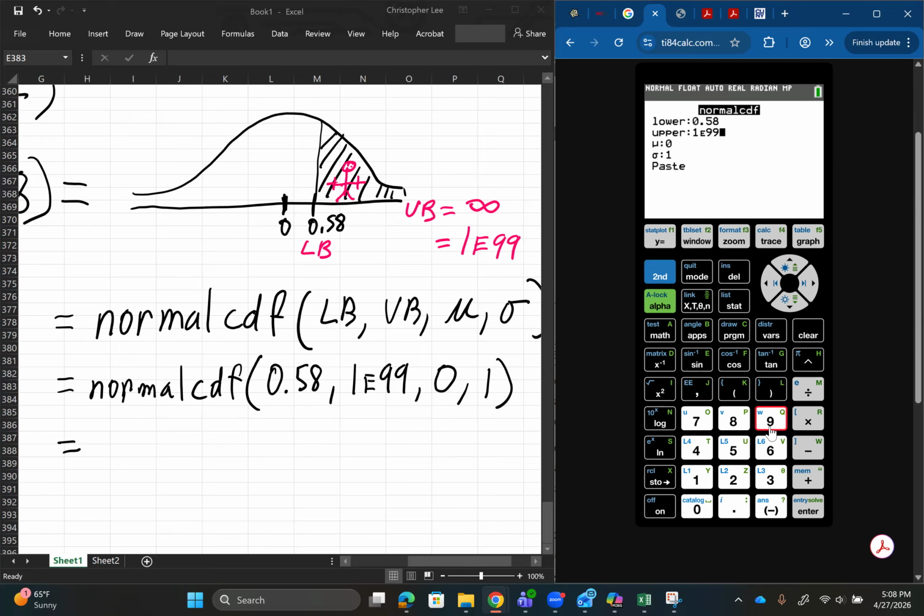And then 99. That E means times 10 to the 99 power. It's the largest number that the calculator understands. What happened? That's infinity. Yeah, so the calculator doesn't understand infinity, but the largest number that the calculator understands is this. So this is how we approximate it. All right? And then of course mean 0, summation 1, enter, enter, enter, enter. Boom, that's your answer. All right?